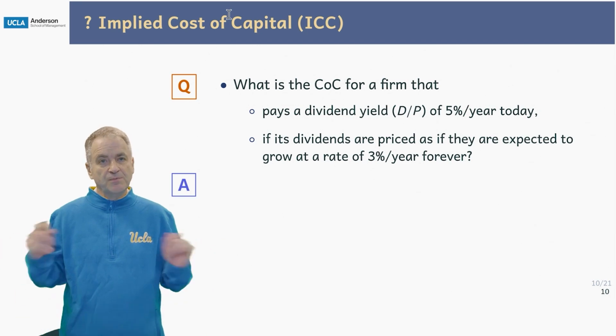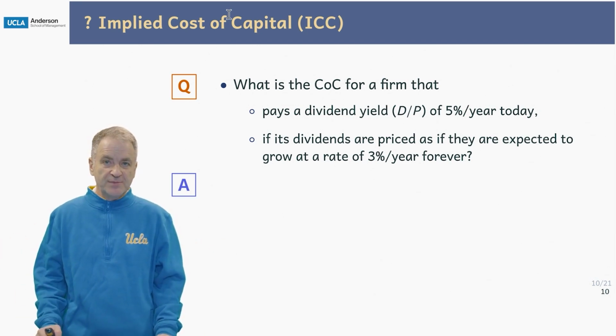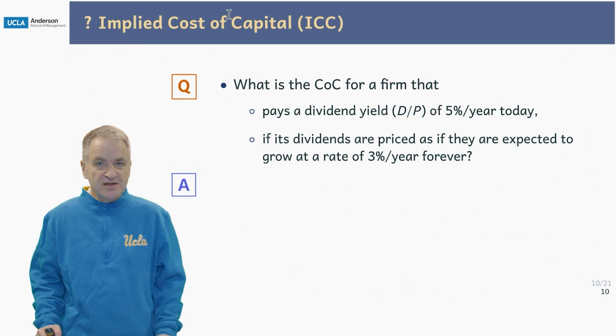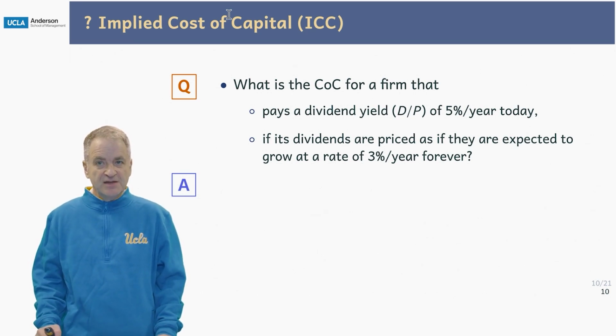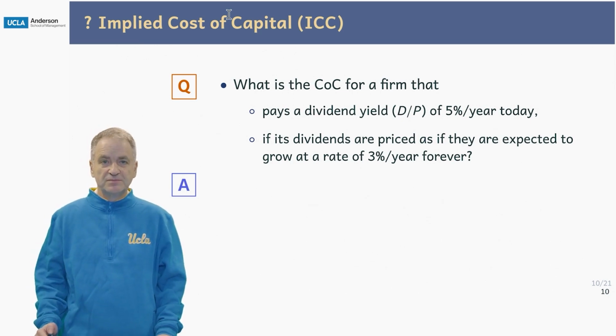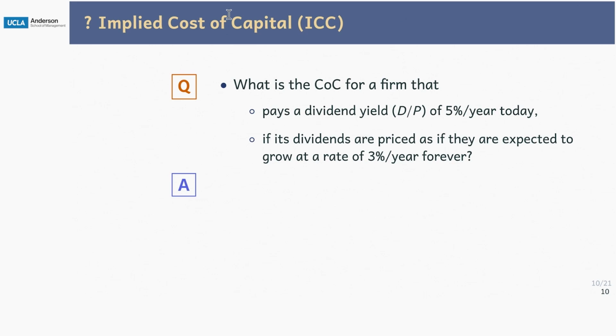Our second application is the implied cost of capital. It's again just the growing perpetuity formula, but this time we will turn it around to solve for the rate of return rather than the value or the dividend price ratio today. So, what is the cost of capital for a firm that pays a dividend yield of 5% per year today if its dividends are priced as if they are expected to grow at a rate of 3% per year forever? Please pause this video now, answer the question on a piece of paper, and then continue.